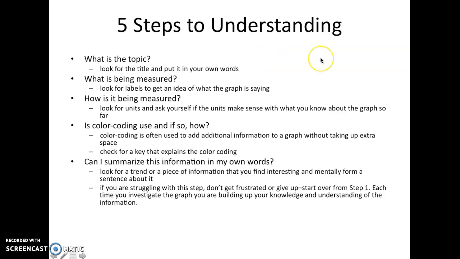So here's just a little bit of a framework to help you through the information. To say it really simply, I usually want to figure out what's the information about, what's being measured, how is it being measured, are there any cues being used through color. Sometimes everything will be in one color and then something will be standing out in another color. It's a visual cue to help me hone in on what's important. And then, can I summarize the information in my own words?